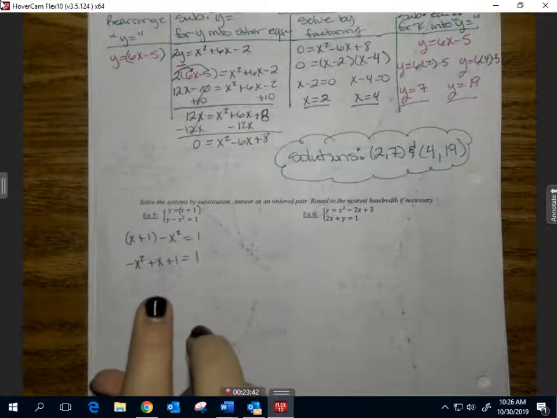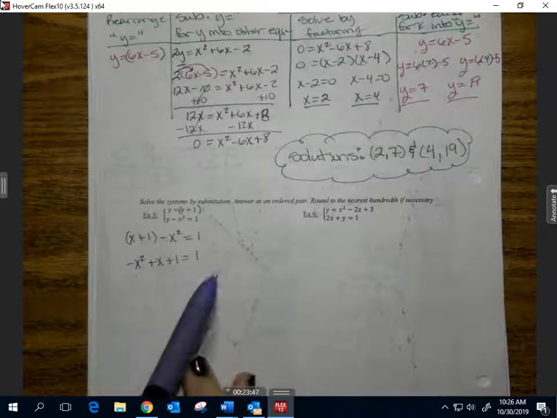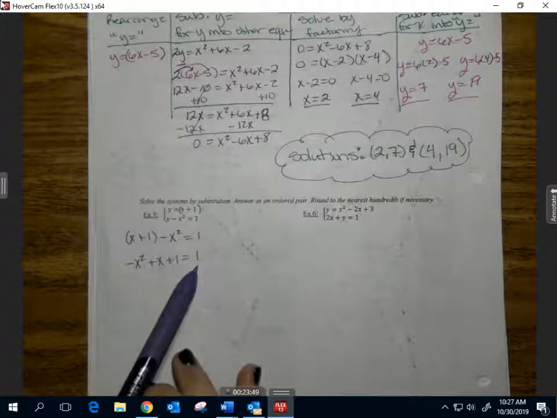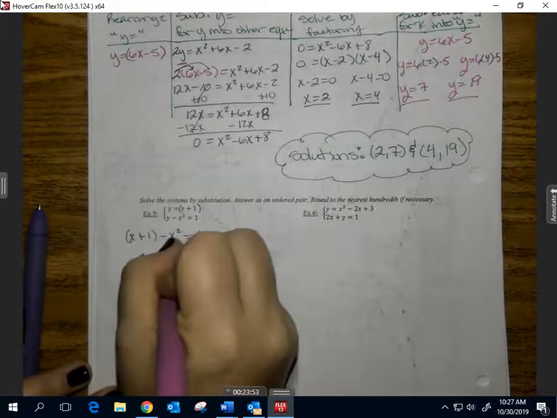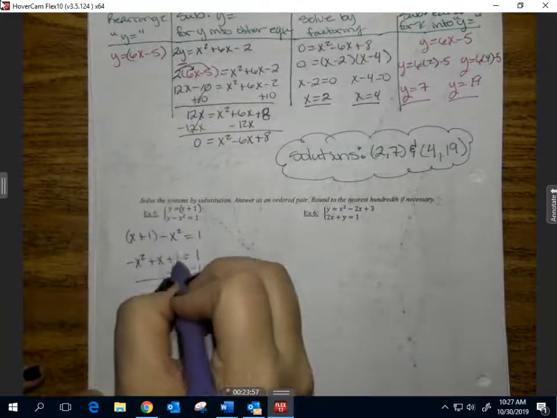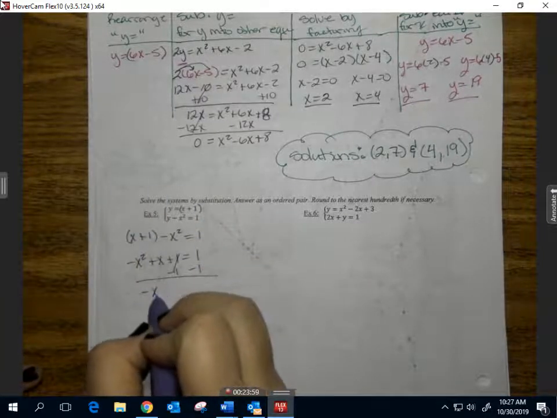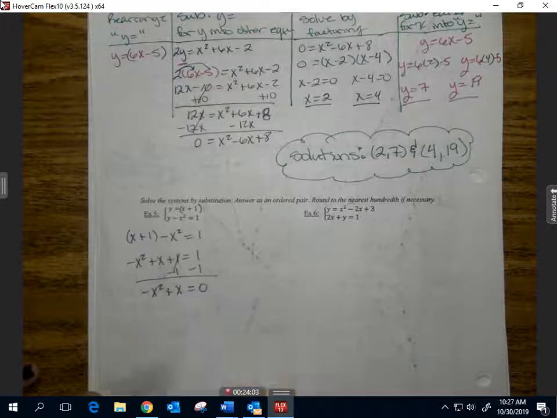Okay, so standard form. So here we go. Now what we need to do is get this equals 0. Well, for this equals 0, I'd have to subtract 1 from both sides. So now I'm going to get negative x squared plus x equals 0.